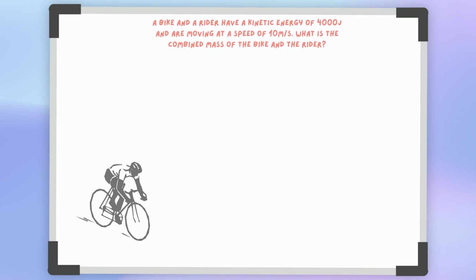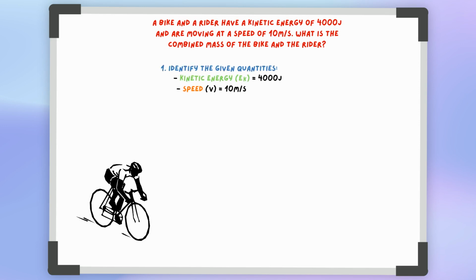Let's look at an example where we need to rearrange the formula. A bike and rider have a kinetic energy of 4,000 joules and are moving at a speed of 10 meters per second. What is the combined mass of the bike and rider? First, identify the given quantities. The kinetic energy is 4,000 joules and the speed is 10 meters per second.